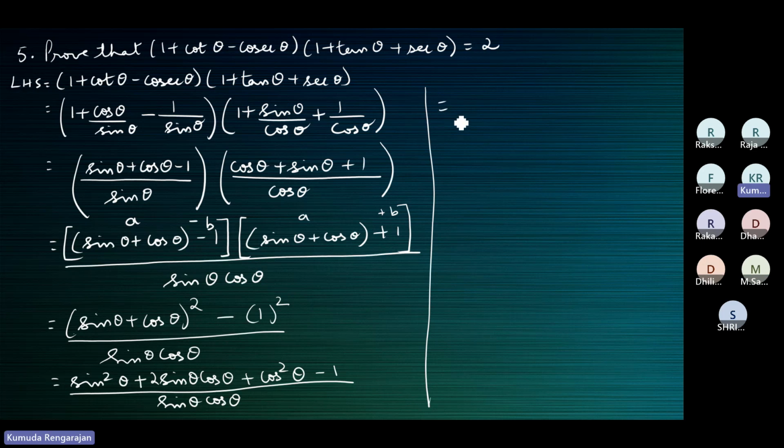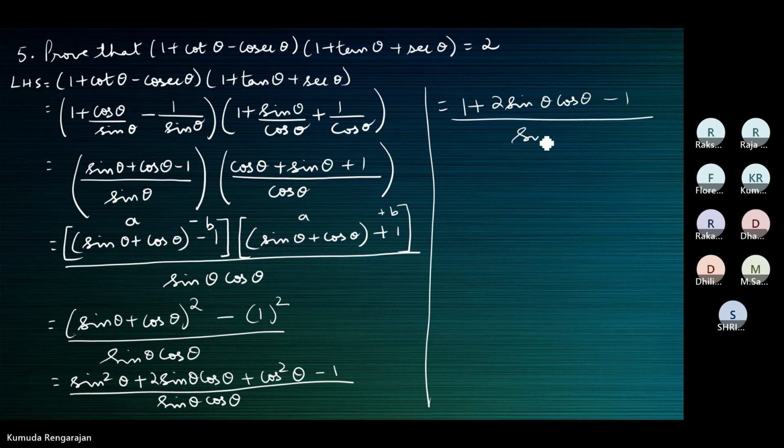Next, what, children? Sin square theta plus cos square theta is equal to 1. Yes, 1. And then plus the remaining 2 terms: 2 sin theta cos theta minus 1 by sin theta cos theta. Correct. Next, plus 1 minus 1 is 0, ma'am.